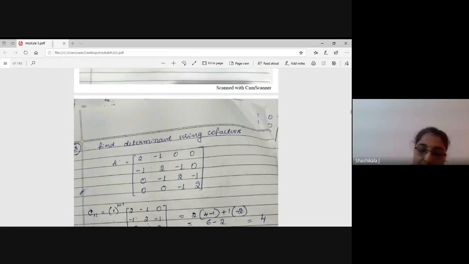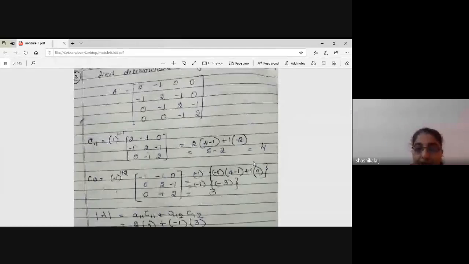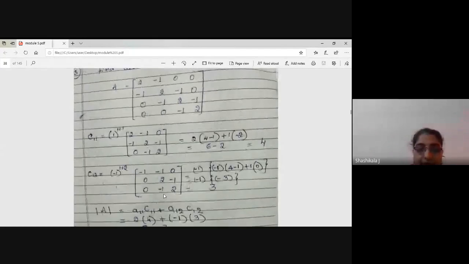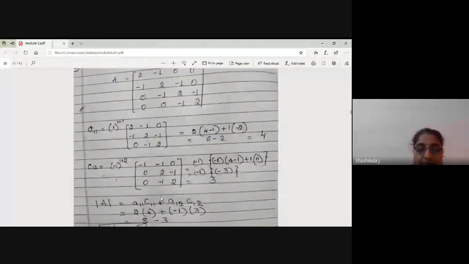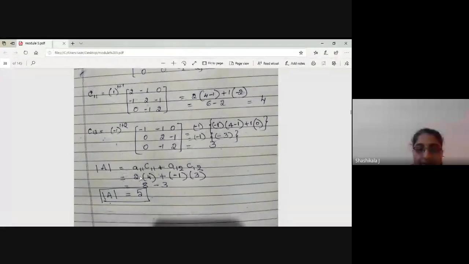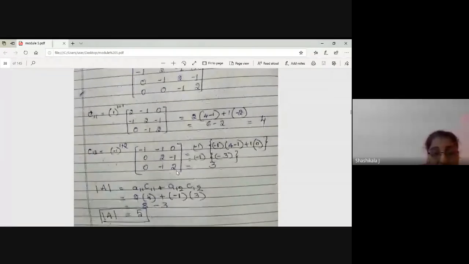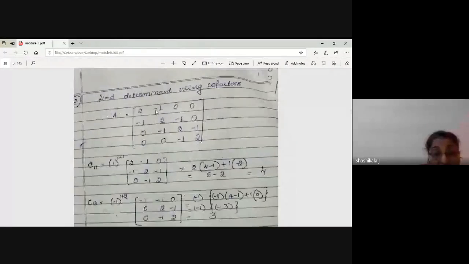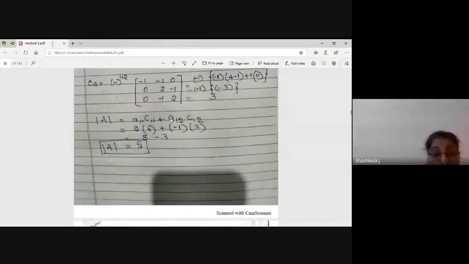Okay, let me check this. Yes, C11 is 4 and C12 is 3. How are we getting this 11? Oh, here, that's what I took care of. See, 8 plus 3. That's why it is a different problem. See what you have to take. What is the value of A12?